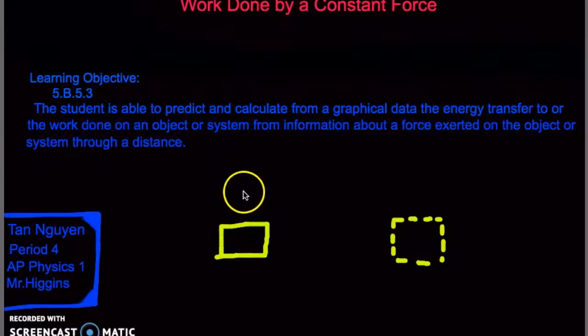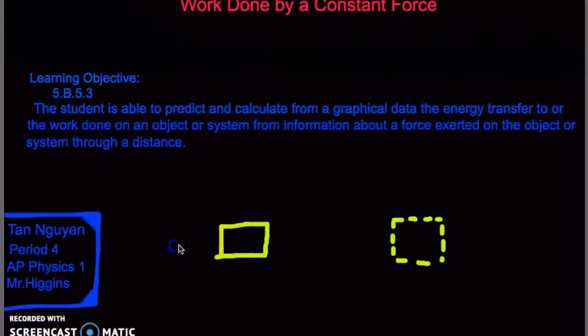So today I will be demonstrating the learning objective 5.B.5.3, which is that the student is able to predict and calculate from graphical data the energy transfer to, or the work done on, an object or a system from information about a force exerted on the object or system through a distance.